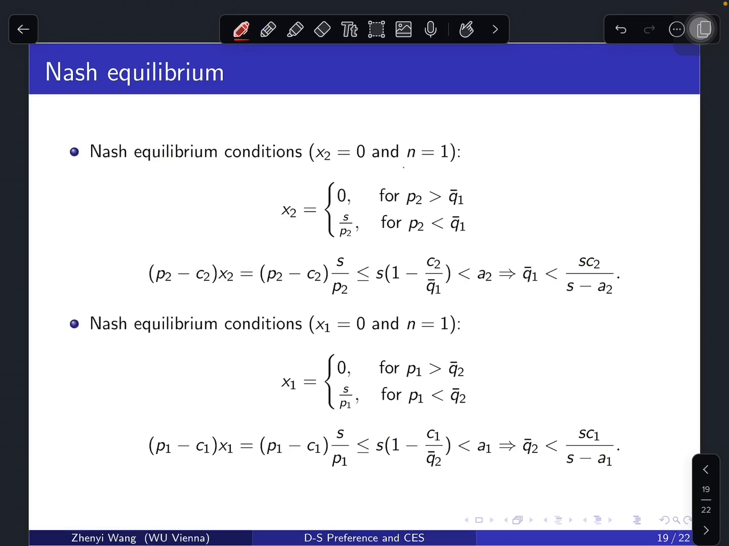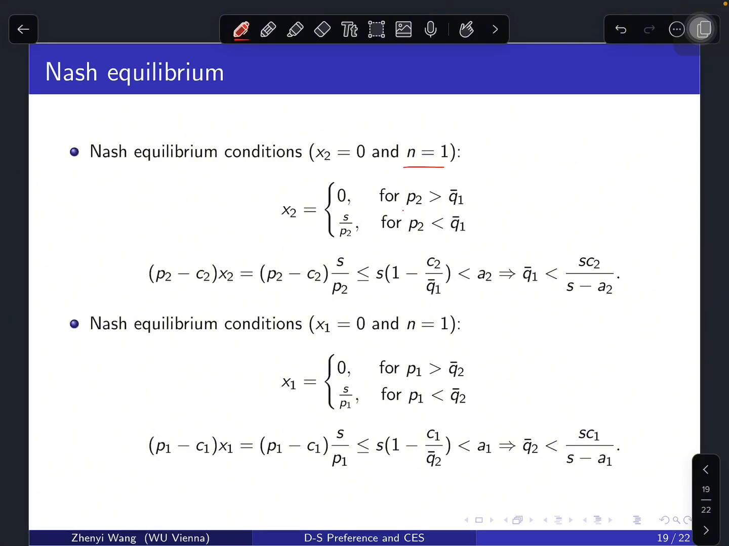So we would know the Nash equilibrium condition when x2 equals 0 and n equals 1, because now we take x1 and x2 as two single products. So when only x1 is produced, n equals 1.